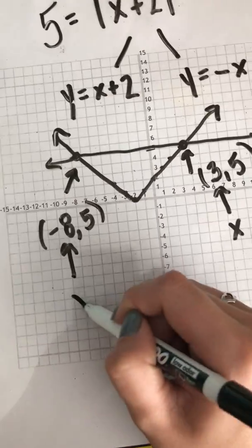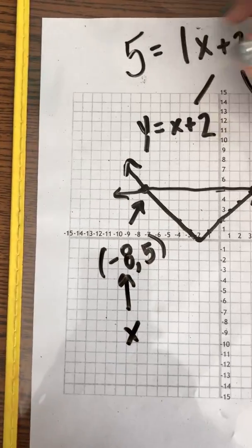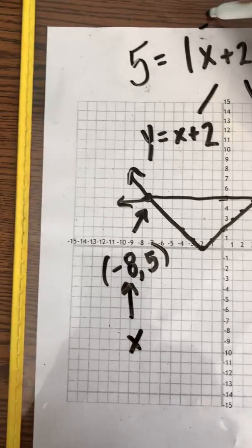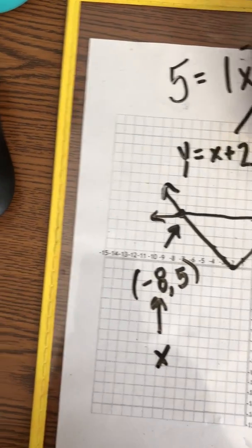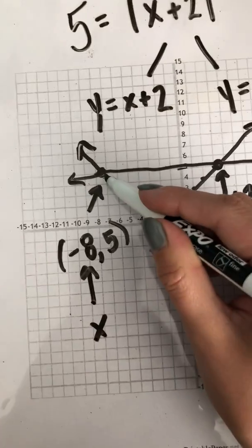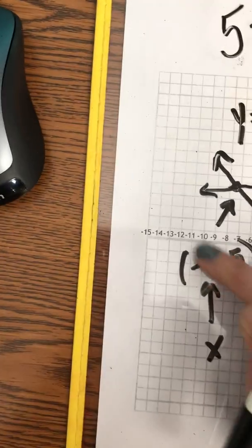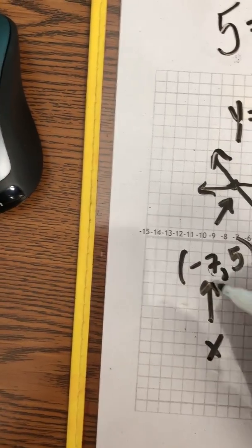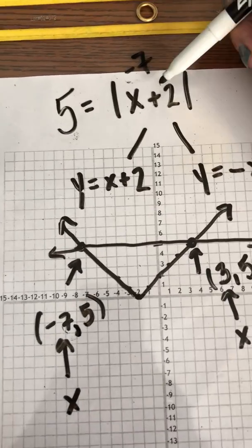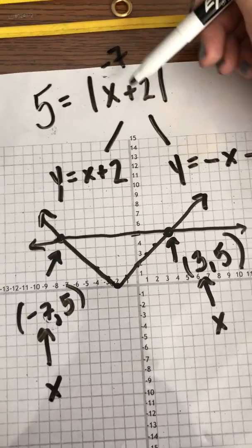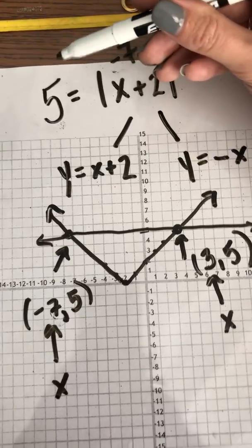Again, our x value is the solution, because if we come up here and we plug in negative, oh, my apologies. It should have been negative 7. Yep, sorry, it's at negative 7. Check your work always. If I come back up here and plug in negative 7 plus 2 is negative 5, and the absolute value of negative 5 is 5.